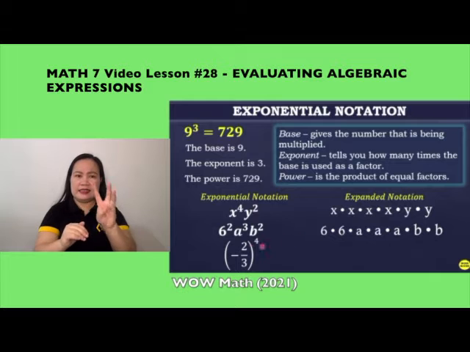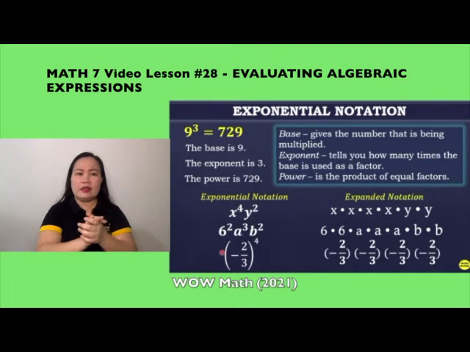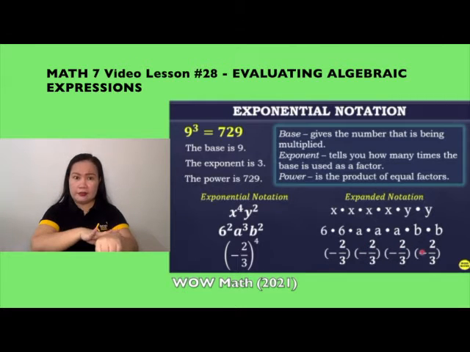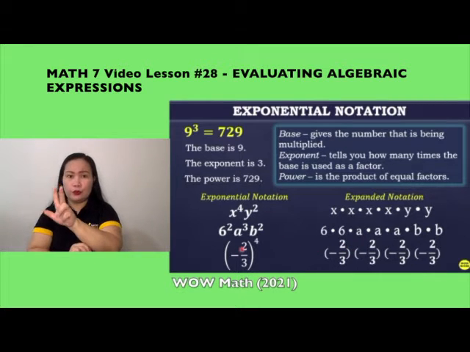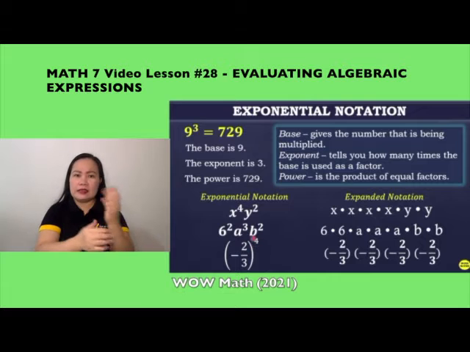And then, what if you have a fraction? So, ito, ibig sabihin yan, negative 2/3 times negative 2/3 times negative 2/3 times negative 2/3. So, ibig sabihin, 4 times mo i-multiply si negative 2/3 by itself. Okay? So, yun po ang ibig sabihin nito.